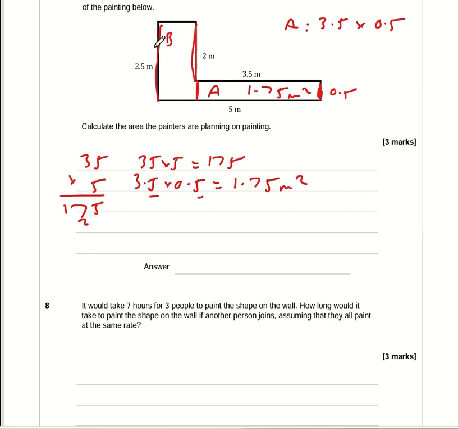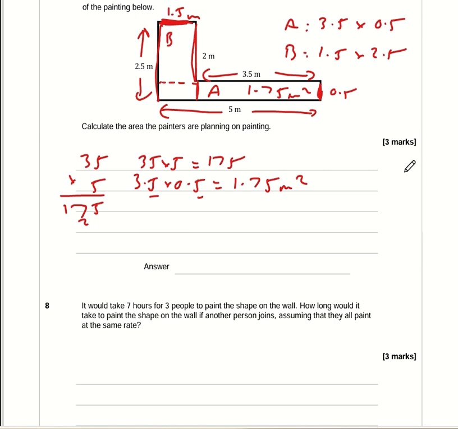Now, rectangle B is 2.5 multiplied by this distance here. So the whole thing is 5 meters along the bottom. And if it's 3.5 meters from this point to this point, then this distance here, which is the same as the distance across the top, is 5 take away 3.5, which is 1.5 meters. So the next calculation we need to do is 1.5. So for rectangle B it's 1.5 times 2.5, so I'm going to do a similar thing.